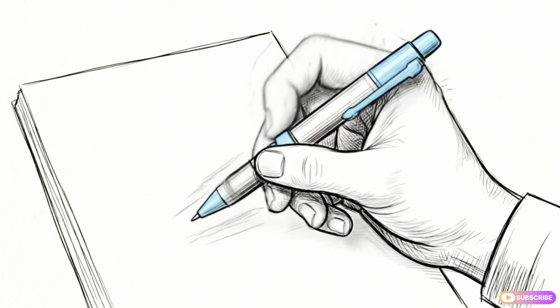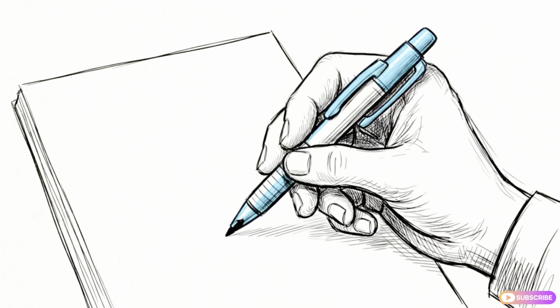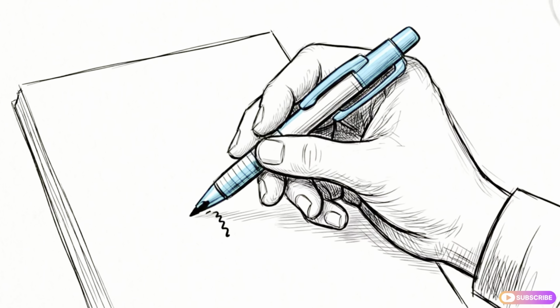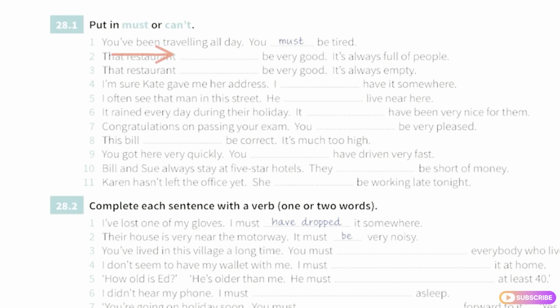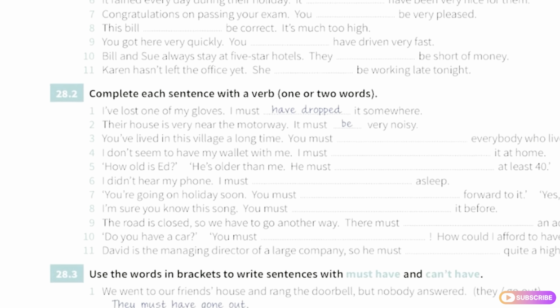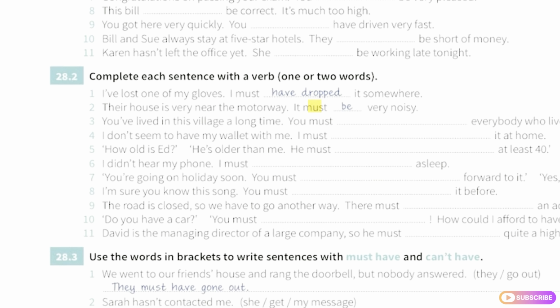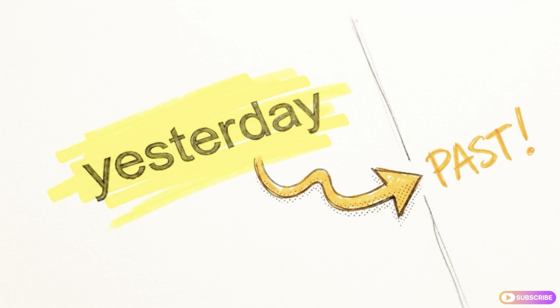We will start with exercise 28.1, where we need to choose the appropriate modal verb. For exercise 28.1 question 2, the restaurant is full, so write must. For question 3, it's empty, requiring can't. In exercise 28.2, you provide both forms. Question 2 is present tense, using must be. Question 1 is past tense, using must have dropped. If you identify the timing of the situation before you write, choosing the right verb form becomes an automatic reflex.